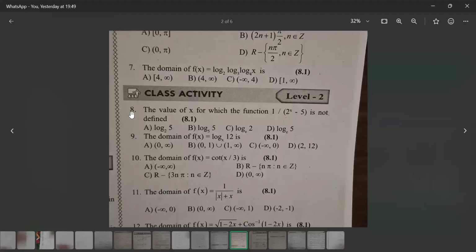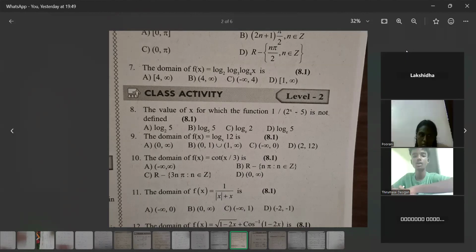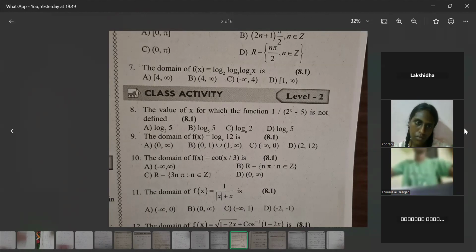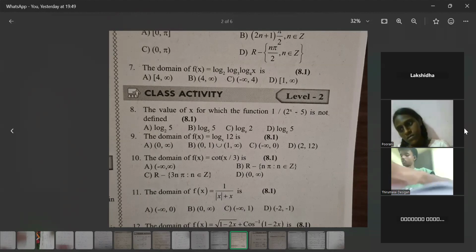Next question, question number 8. Sir, option A. Option number A, log 2 5.